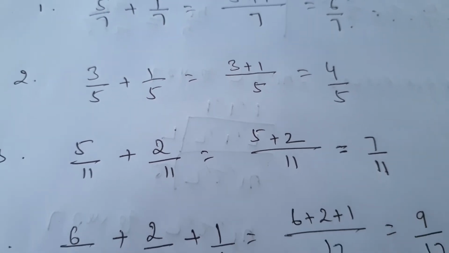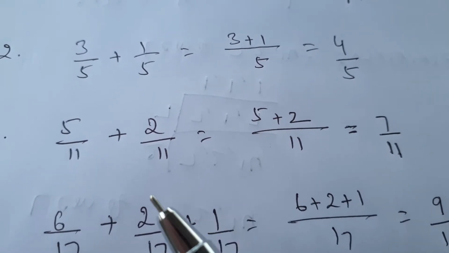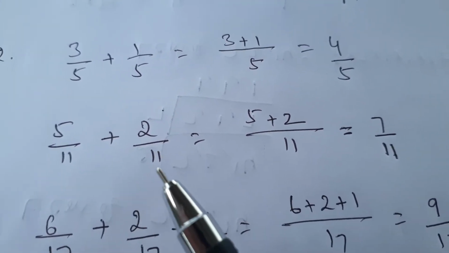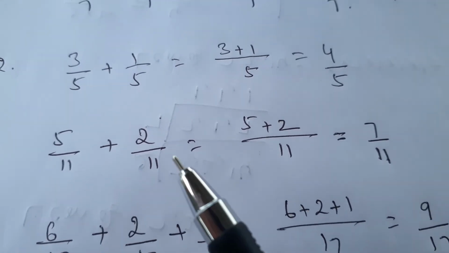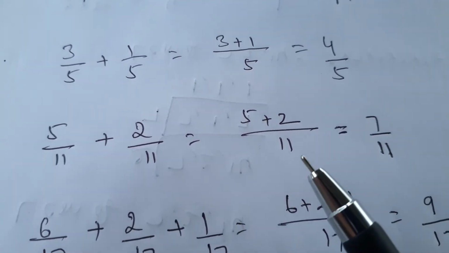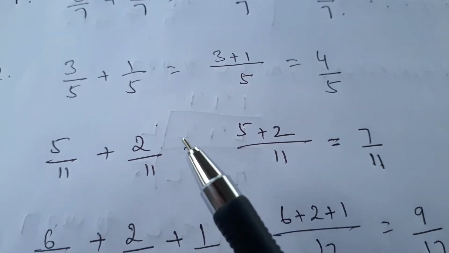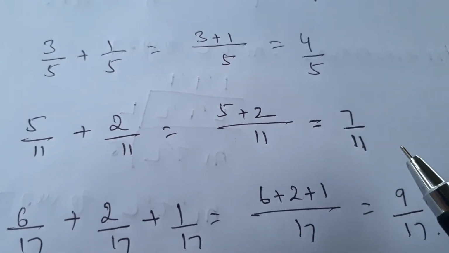Next, see, 5 by 11 plus 2 by 11. So these are also like fractions. Denominators are the same, like fractions. So in case of adding like fractions, the same denominator repeats here, and add the numerators. You will get 7 by 11.